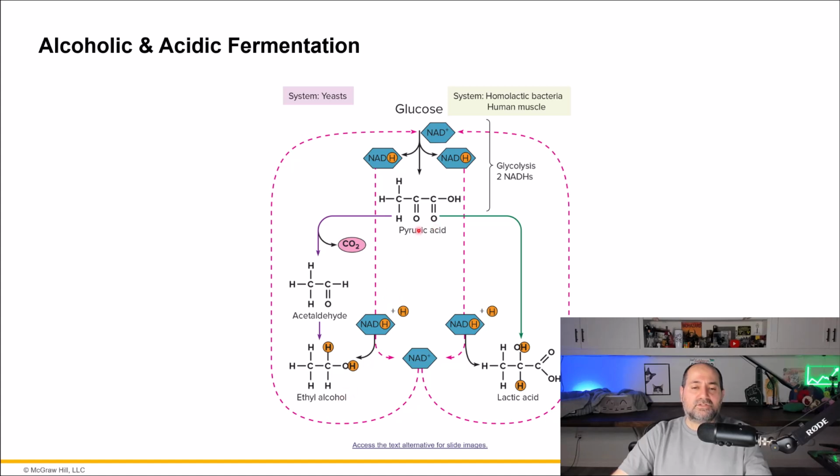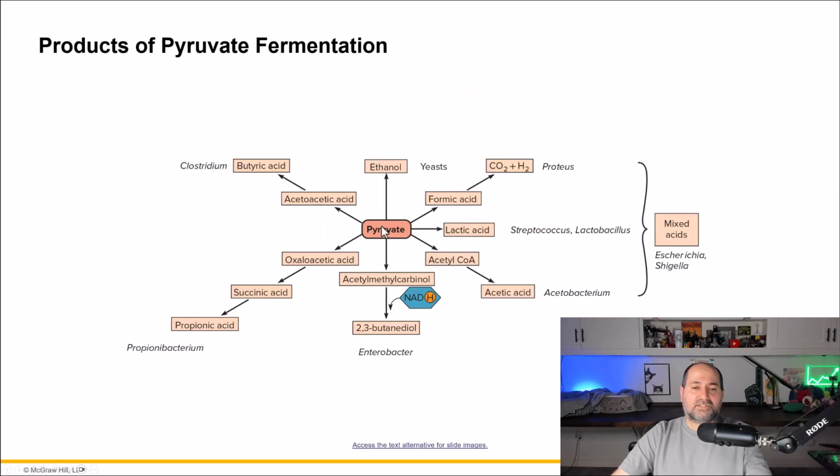Isn't that neat? So basically, different organisms on the planet, when they switch to fermentation because they ran out of oxygen, do different things with their pyruvate. So you and I convert our pyruvate to lactic acid. Yeast convert pyruvate to ethyl alcohol or ethanol. But that's not the only option.